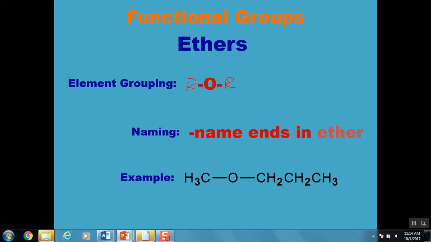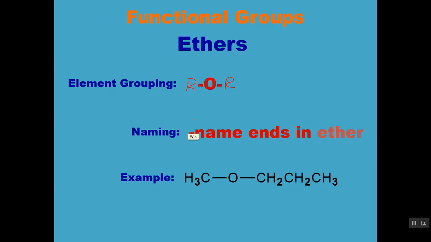So simply what we do is we name each of the groups, and then we put ether on the end. So we name each hydrocarbon group and put ether on the end. Much like what we did in organic with the carbon functional groups, we would put them in alphabetical order.